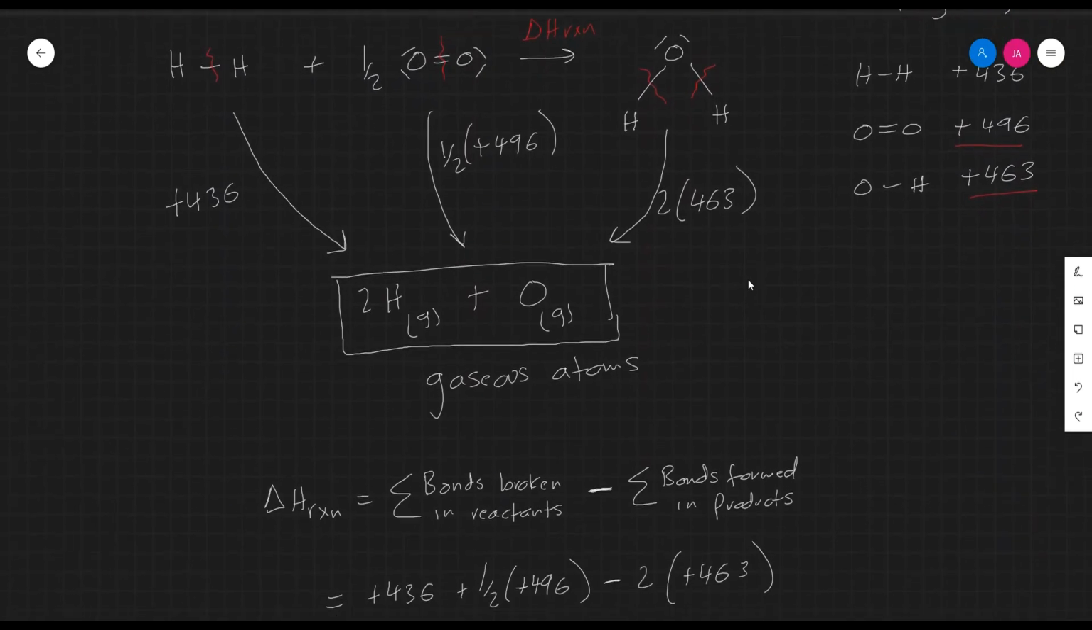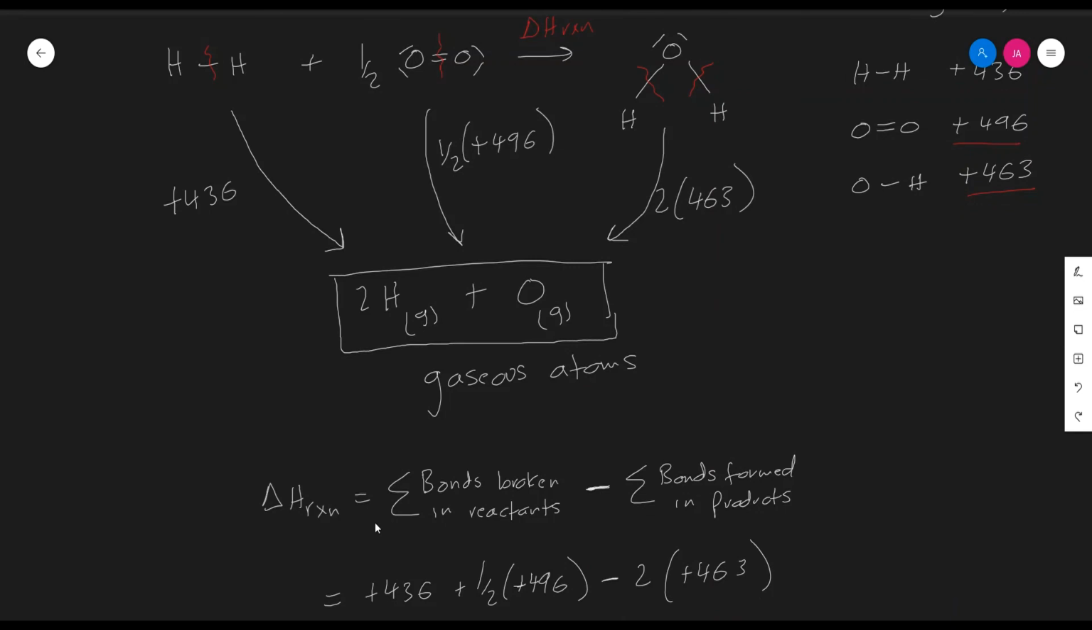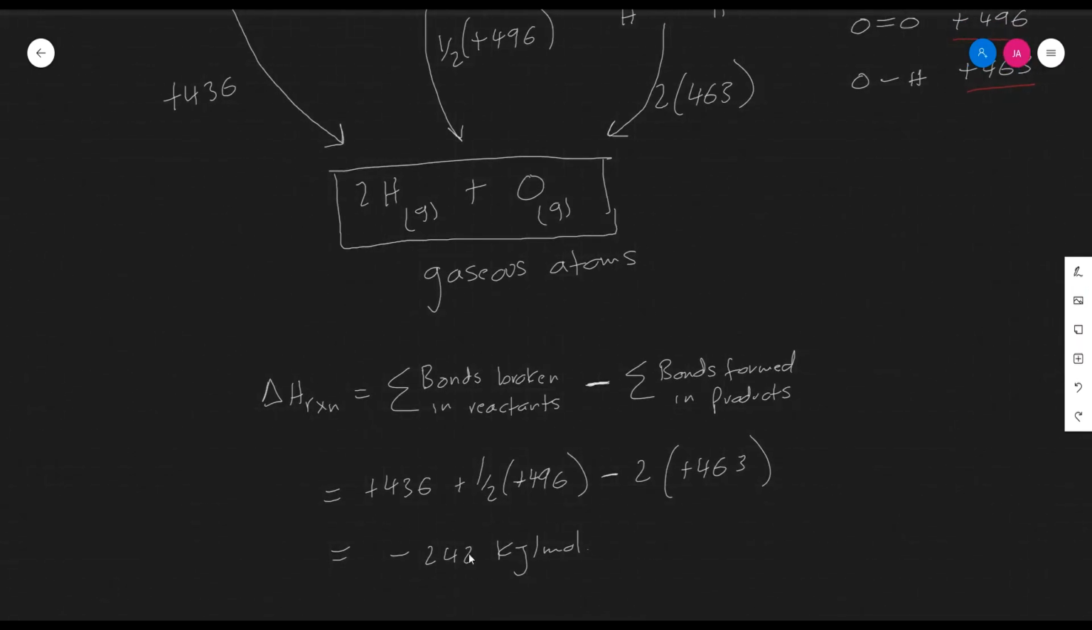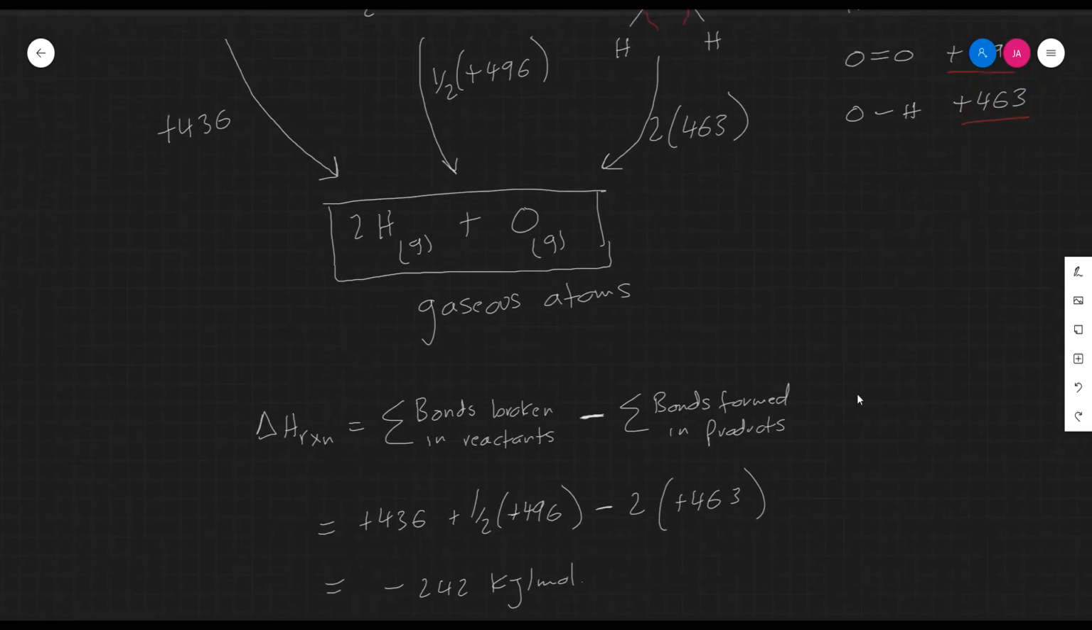As I stated previously, we can simply use this equation over here when calculating enthalpy changes of reaction using bond enthalpies for reactions occurring in the gaseous state. Thus, you would always sum up the bonds broken in the reactants, which is positive 436 plus half multiplied by positive 496, and subtract them from the bonds formed in the products, which is 2 multiplied by positive 463, which gives an answer of negative 242 kilojoules per mole.